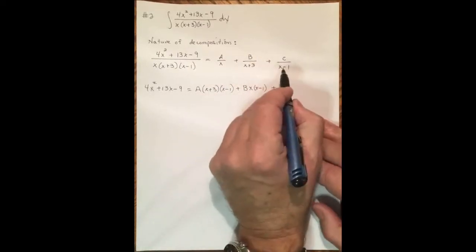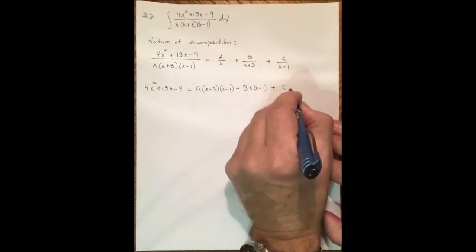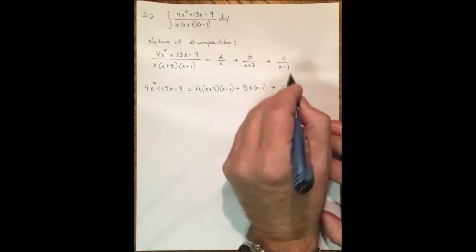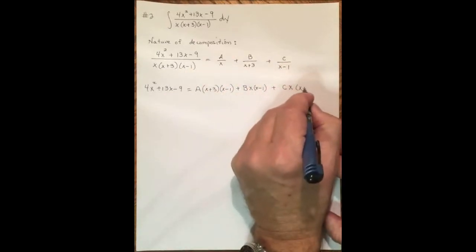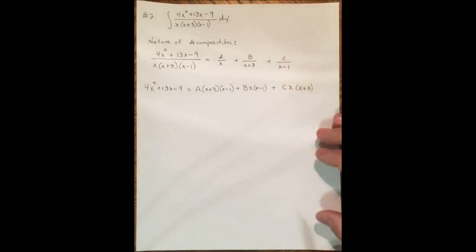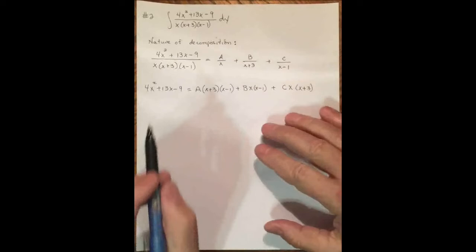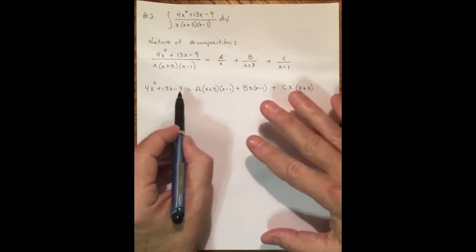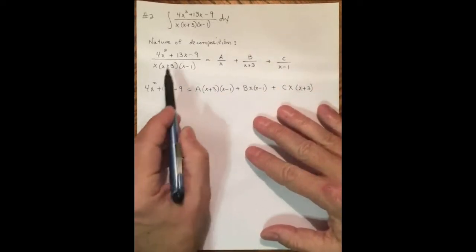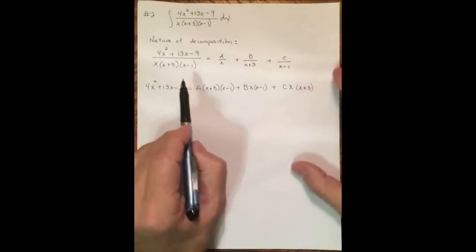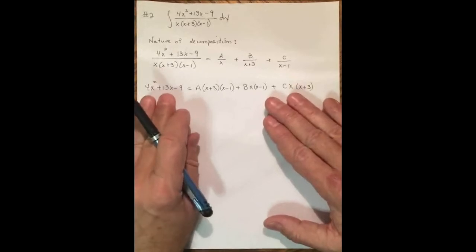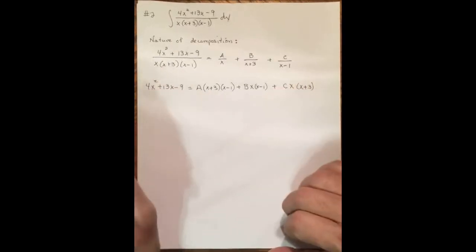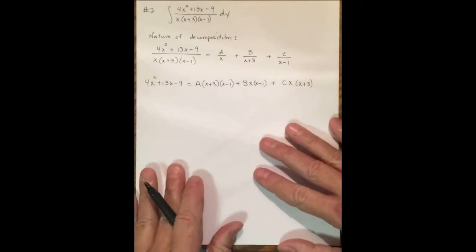And then can you see what's going to happen on the last one? The last one will become c, and we're going to need an x, and we're going to need an x plus 3. So that's what the textbook does. And all I've done was take a little shortcut. Down here in the denominator would be x times x plus 3 and x minus 1. And over here would be the same denominator. So let's just consider the numerators. Now, that's what the book does.